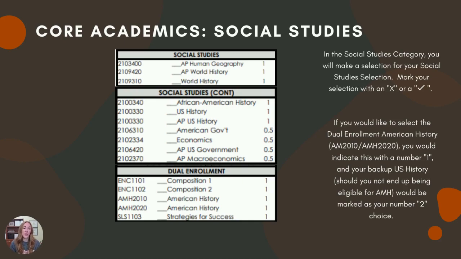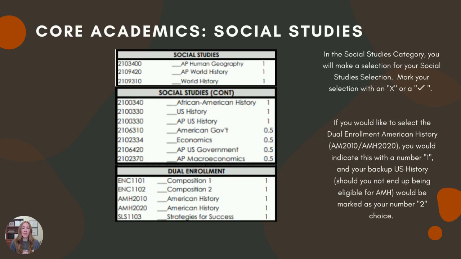Juniors take U.S. History, and you've got the standard U.S. History, AP U.S. History, or dual enrollment American History, which is AMH 2010, AMH 2020. This course, if you're planning on taking dual enrollment, just like we said with English, please mark that as your first preference, but then let us know, would you go to the U.S. History Standard or AP U.S. History as your backup choice if you're not eligible for AMH?